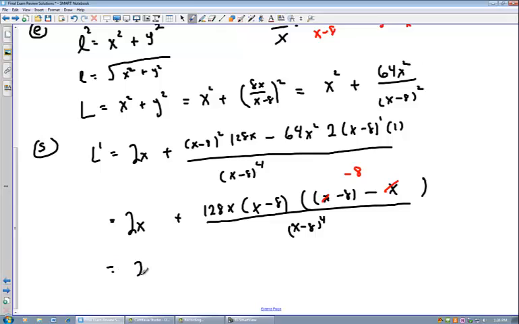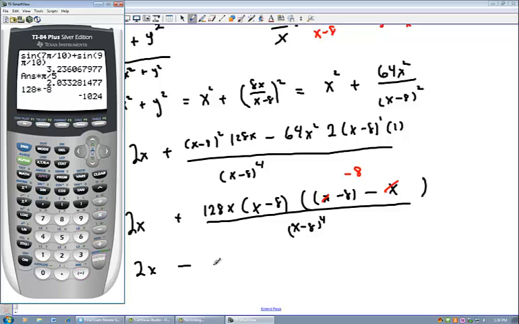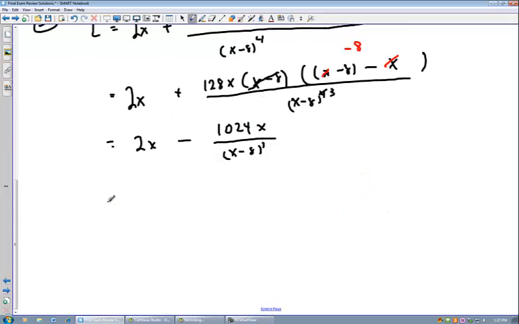And so this is equal to 2x, and you're going to have 128 times a negative 8, which is going to be minus 1,024, and you'll have an x divided by, and one of these is going to cancel with one of these on the bottom. And so you're going to have x minus 8 quantity cubed. And that's the derivative. And now I'm going to set it equal to 0.